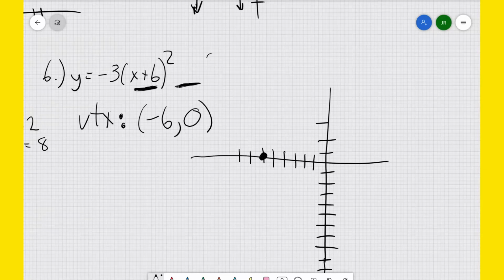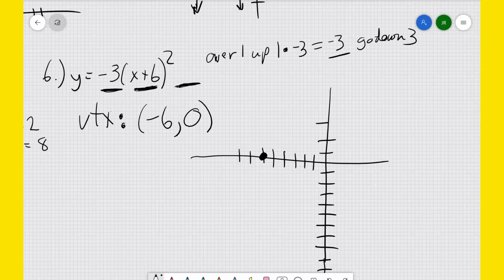From there, I'm going to go over 1 and up. Normally it's 1, right? But in this case, it's 1 times what? It's 1 times whatever that number is in front of the whole thing, which is negative 3. 1 times negative 3 is negative 3. So I'm going over 1 and up negative 3. That means go down 3. And I go over 2. And I go up 4 times negative 3, which is negative 12. In other words, go down 12.